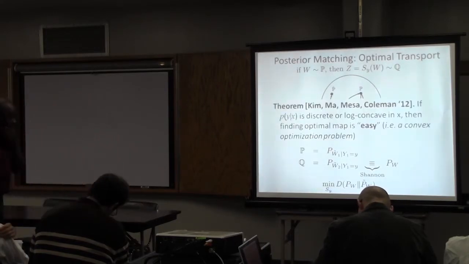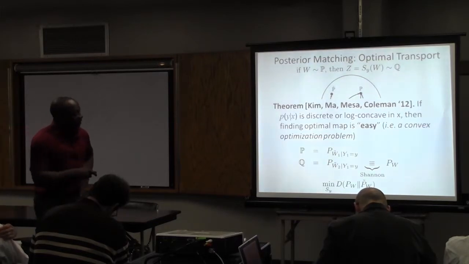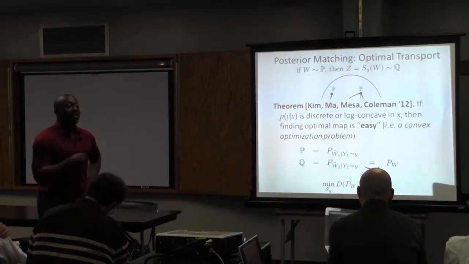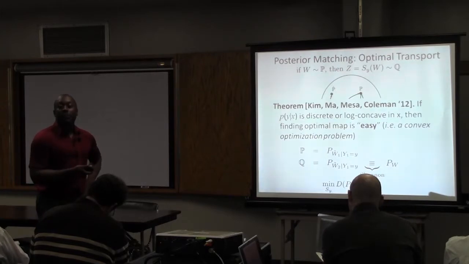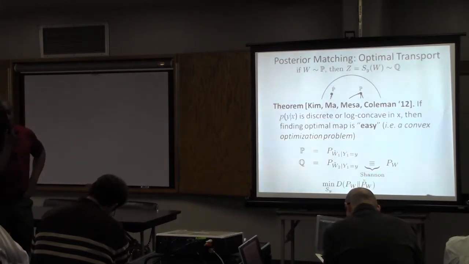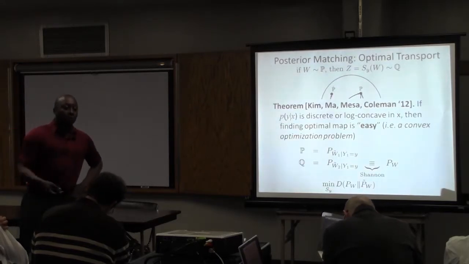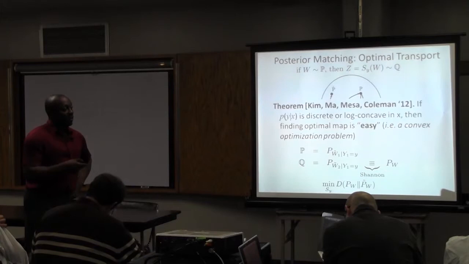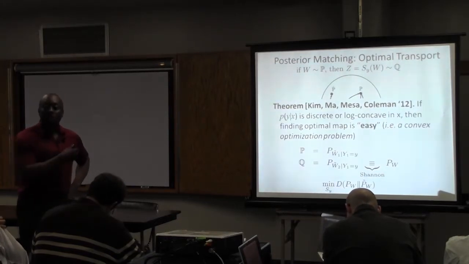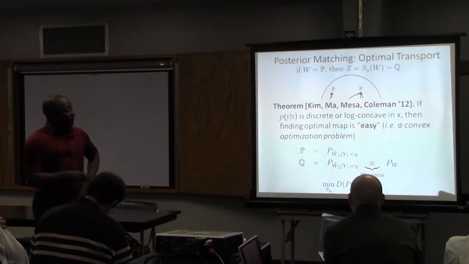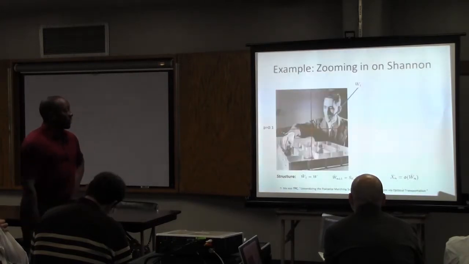And basically what we showed just this year is that if the channel likelihood is discrete or if it's log concave in X, then finding this map is easy, meaning that it's a convex optimization problem and you can literally just code it up in MATLAB. And most likelihoods, like Gaussian, Poisson, and all the exponential families, are log concave. So for a very rich class of channel models, trying to find this map that pushes P to Q is easy. You can code it up in MATLAB with the polynomial chaos expansion.